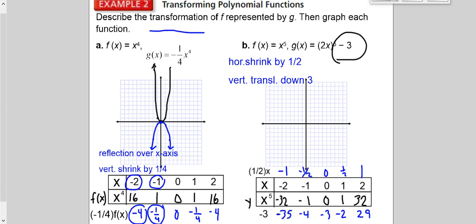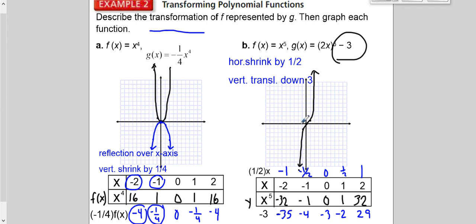Time to make a graph. Remember that odd degree functions will have the ends going opposite directions. So there's one up and one down. It looks a lot like an x cubed, but the numbers change even faster. So there's our parent function. Let's graph the other function.